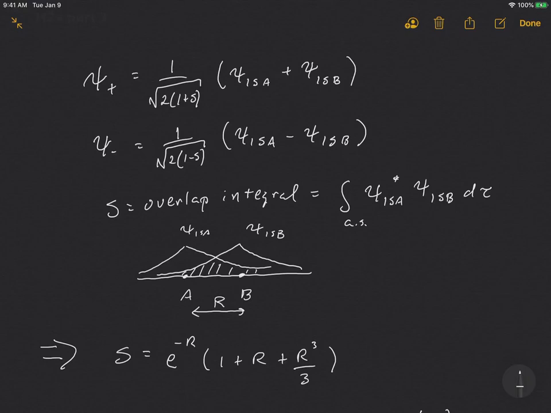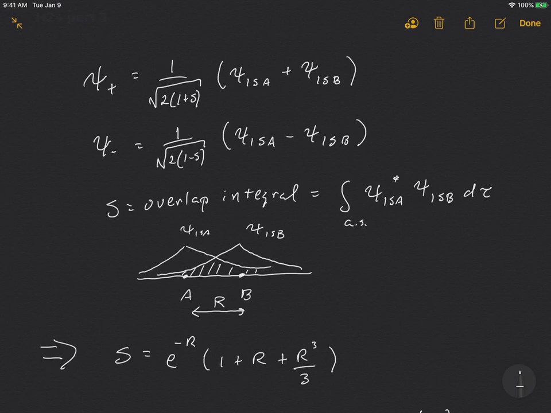Okay, let's move on to part 3 of our discussion of the H2 plus molecule ion. In the previous videos, we talked about how there are two MOLCAO type wave functions, molecular orbital as a linear combination of atomic orbital wave functions. They're psi plus and psi minus.